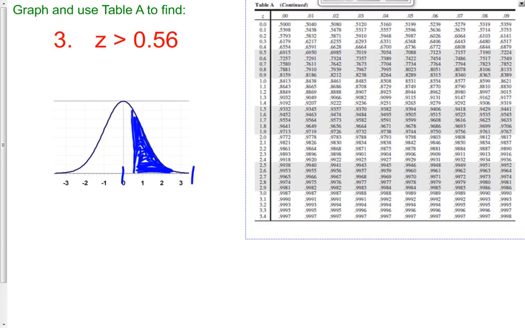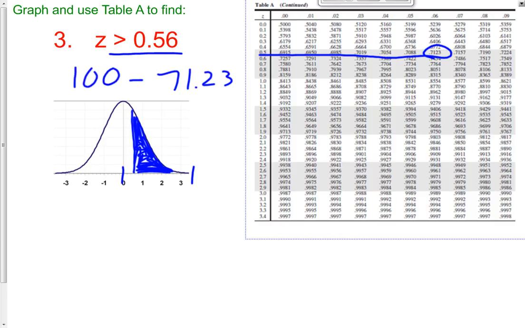So if I look at 0.56 in my table, 0.7123, or 71.23% lie below a 0.56. So what lies above? 100% minus 71.23. And so that would be 28.77%.